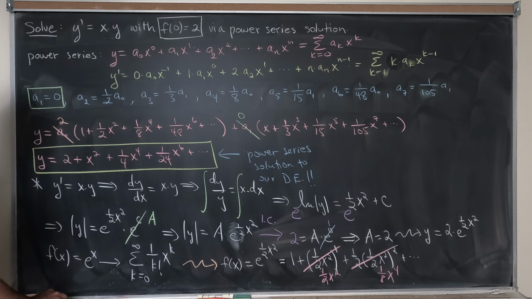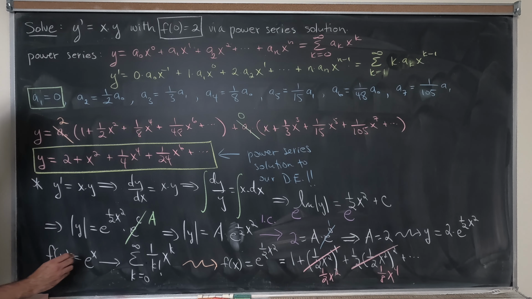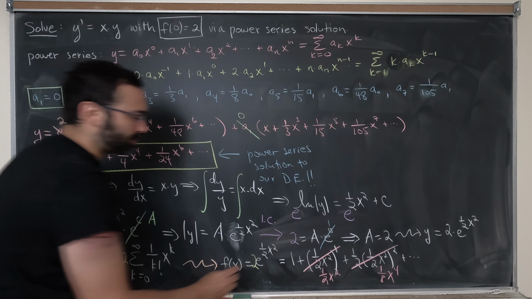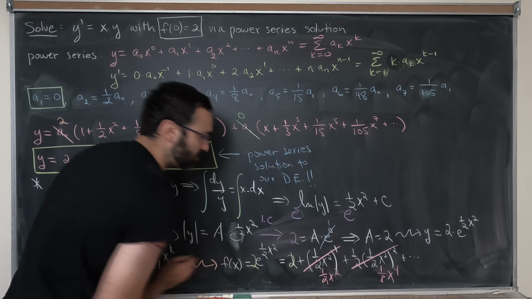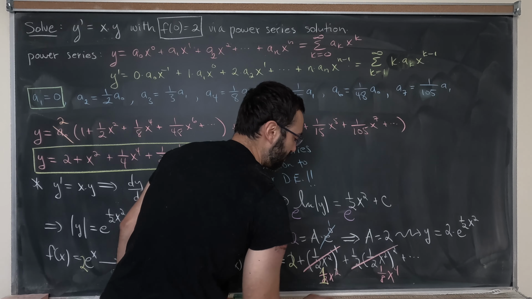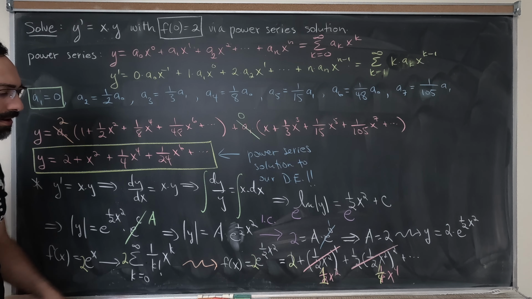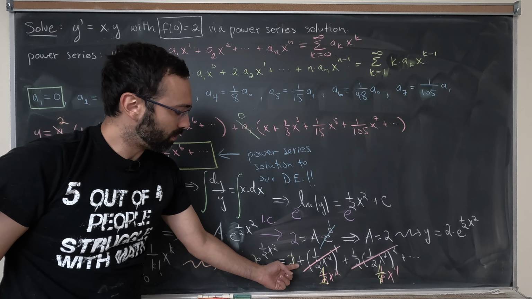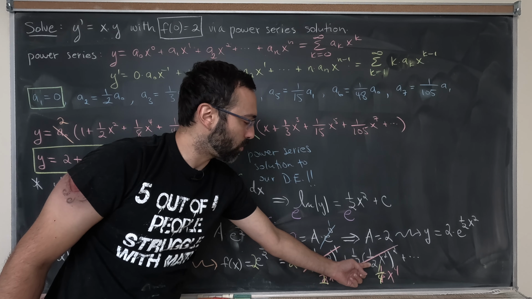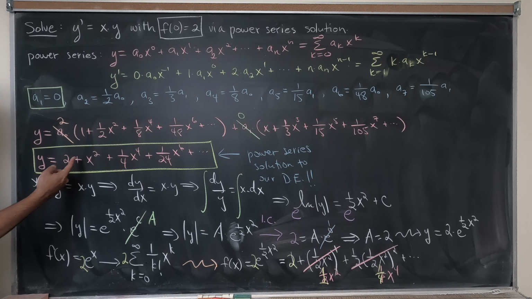But remember, we also have this factor of 2 in front. So if we put this here and multiply all of our terms by 2, we get a 2 here. A half times 2 is just 1. An eighth times 2 is just a quarter, and so on. So if we compare this solution, 2 plus x squared plus a quarter x to the 4, etc., that matches here, 2 plus x squared plus a quarter x to the 4, etc.